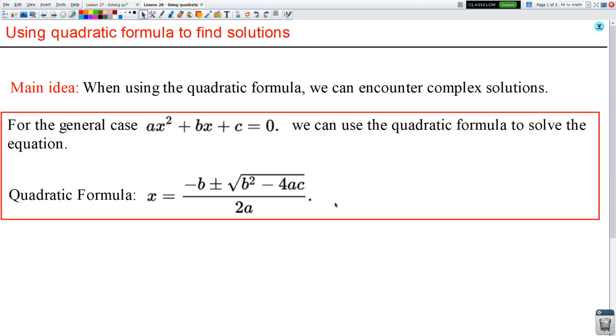Today, we will take a look into how we can use the quadratic formula to find solutions. The main idea here is that when using the quadratic formula, we can encounter complex solutions or imaginary numbers.